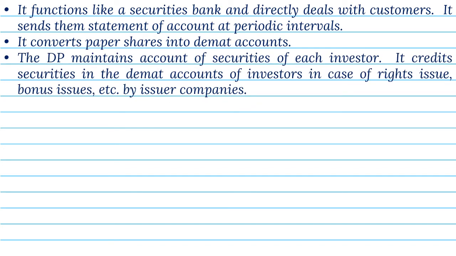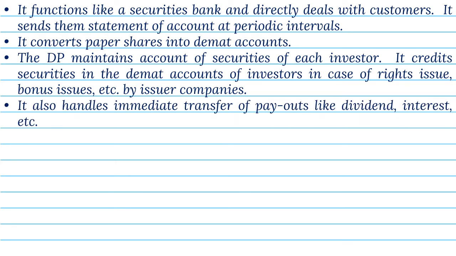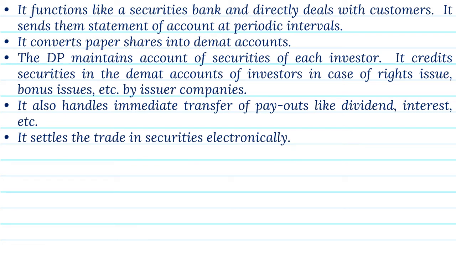The DP maintains account of securities of each investor. It credits securities in the demat accounts of investors in case of rights issue, bonus issues, etc., by issuer companies. It also handles immediate transfer of payouts like dividend, interest, etc. It settles the trade in securities electronically.